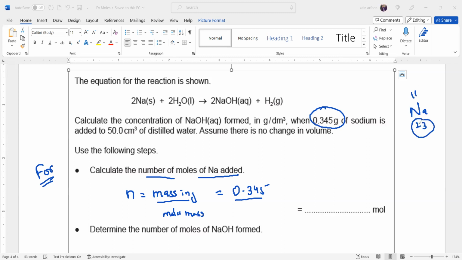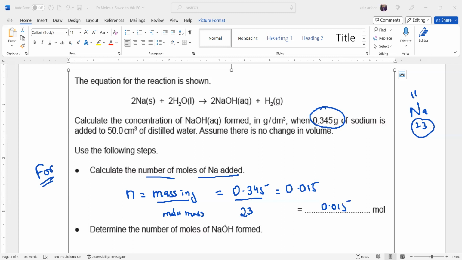So what is the molar mass? The molar mass is 23. 11 is the proton number. The mass number is always greater than the proton number. So it is 23. So 0.345 divided by 23. What's the answer? That is 0.015. So we get 0.015 moles of sodium.